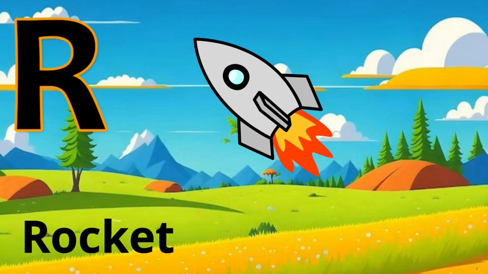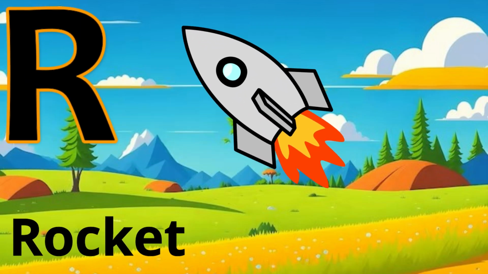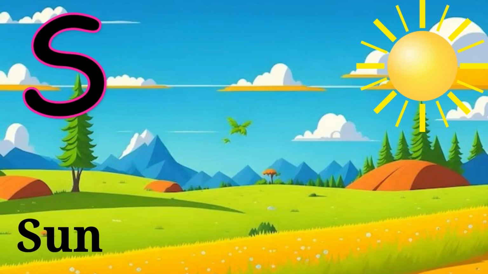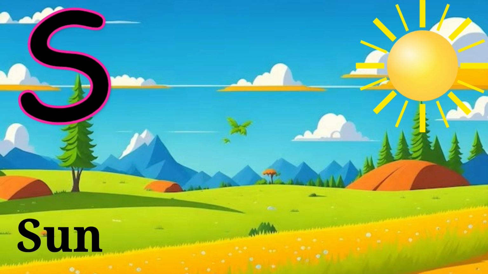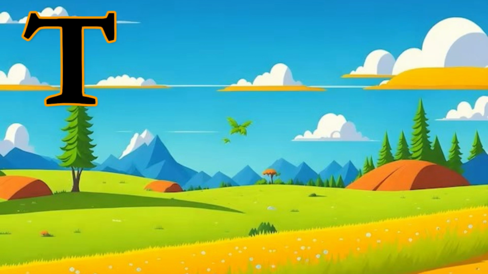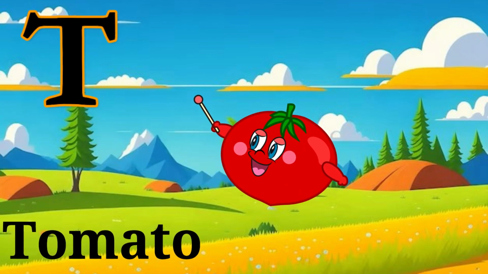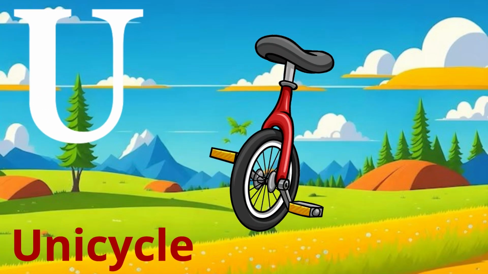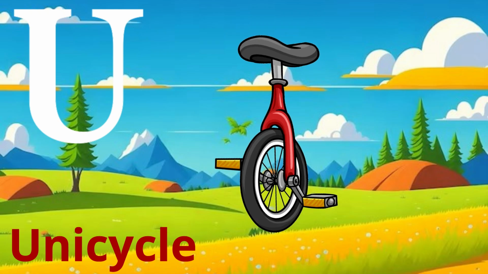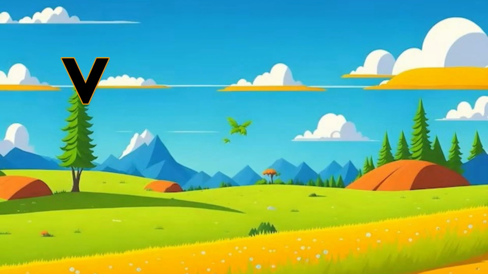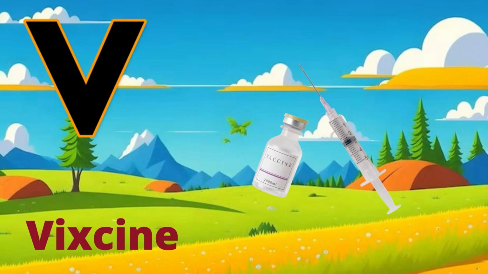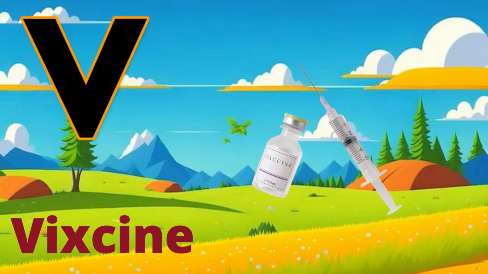R for rocket. R for rocket. S for sun. S for sun. T for tomato. T for tomato. U for unicycle. U for unicycle. V for vaccine. V for vaccine.